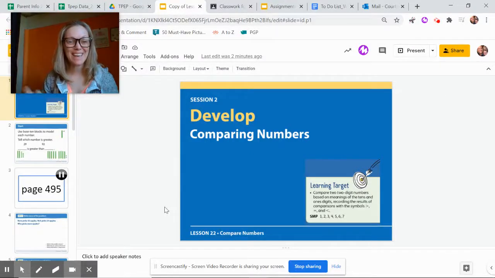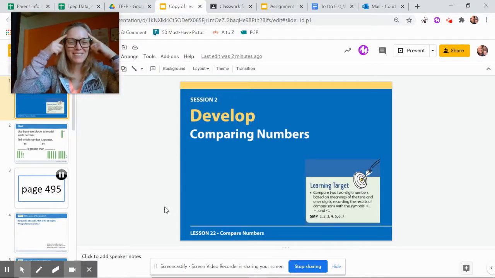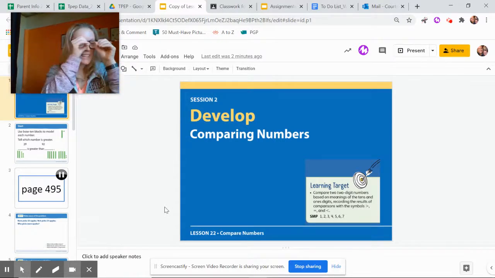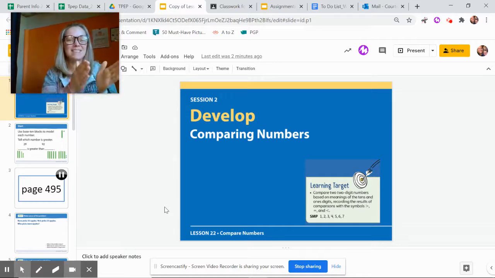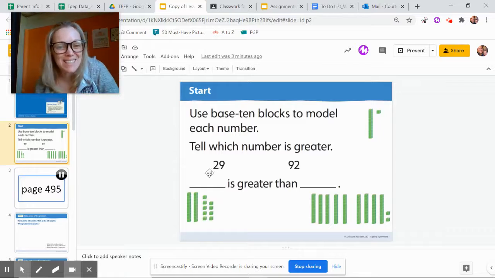Repeat after me. I am learning to compare numbers. Get those chompers ready. By looking at the tens and ones. So that's what we're doing today.